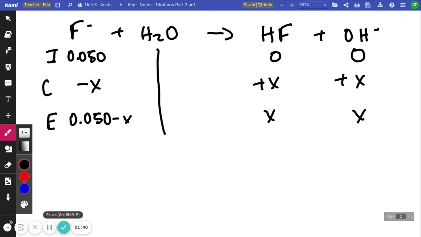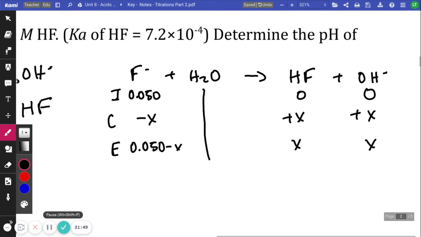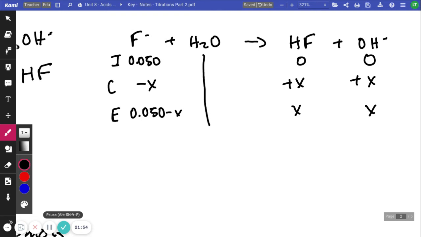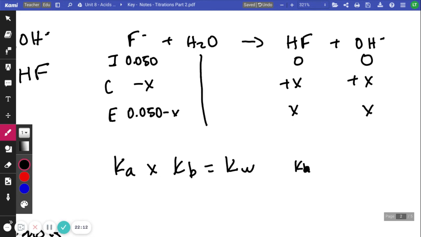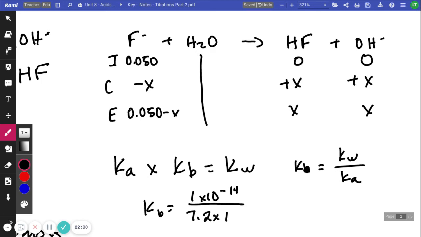Now, guys, this is a weakly basic salt, so we don't need the Ka value, we need the Kb. However, we can figure that out based on using the Ka of the weak acid. If you guys remember, Ka times Kb is equal to our Kw, our water constant. So we can plug the numbers that we have in. So Kb is going to be equal to our Kw over Ka. So Kb is equal to 1 times 10 to the negative 14th divided by our Ka value, which from our problem is 7.2 times 10 to the negative 4. And when we solve, we get that our Kb value should be 1.4 times 10 to the negative 11th.